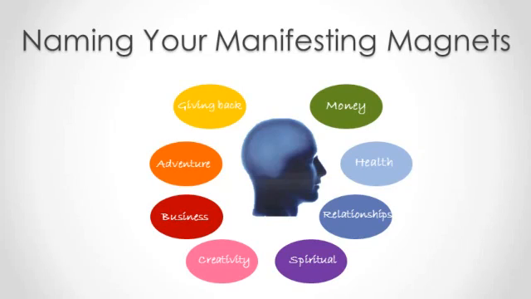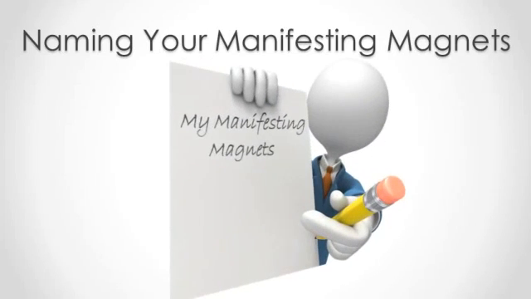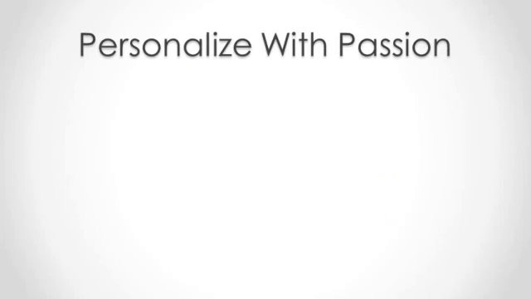Once you decide on the names of your manifesting magnets, I want you to write them on a separate piece of paper, and we're going to work with this separate piece of paper quite a bit, because it isn't time to put them into the manifestation map yet, and that's because before you do, you want to complete step number 2. Step number 2 is to personalize with passion.